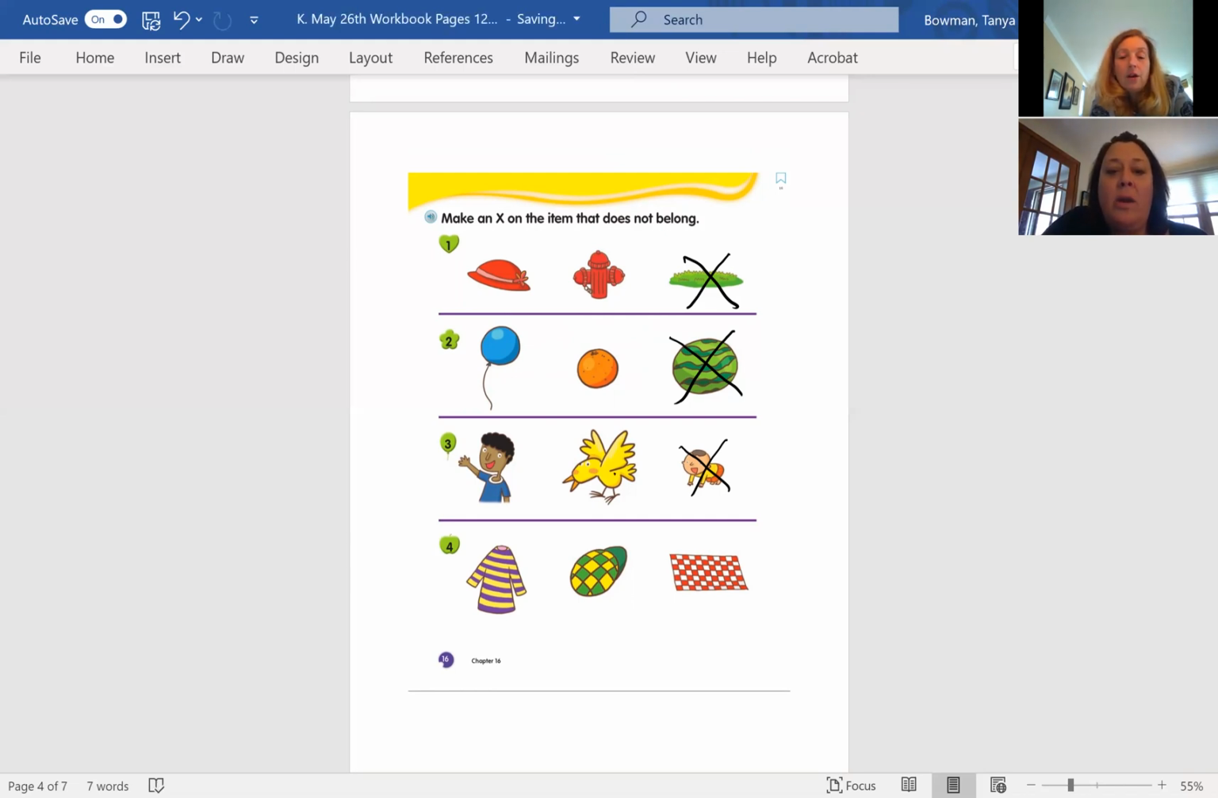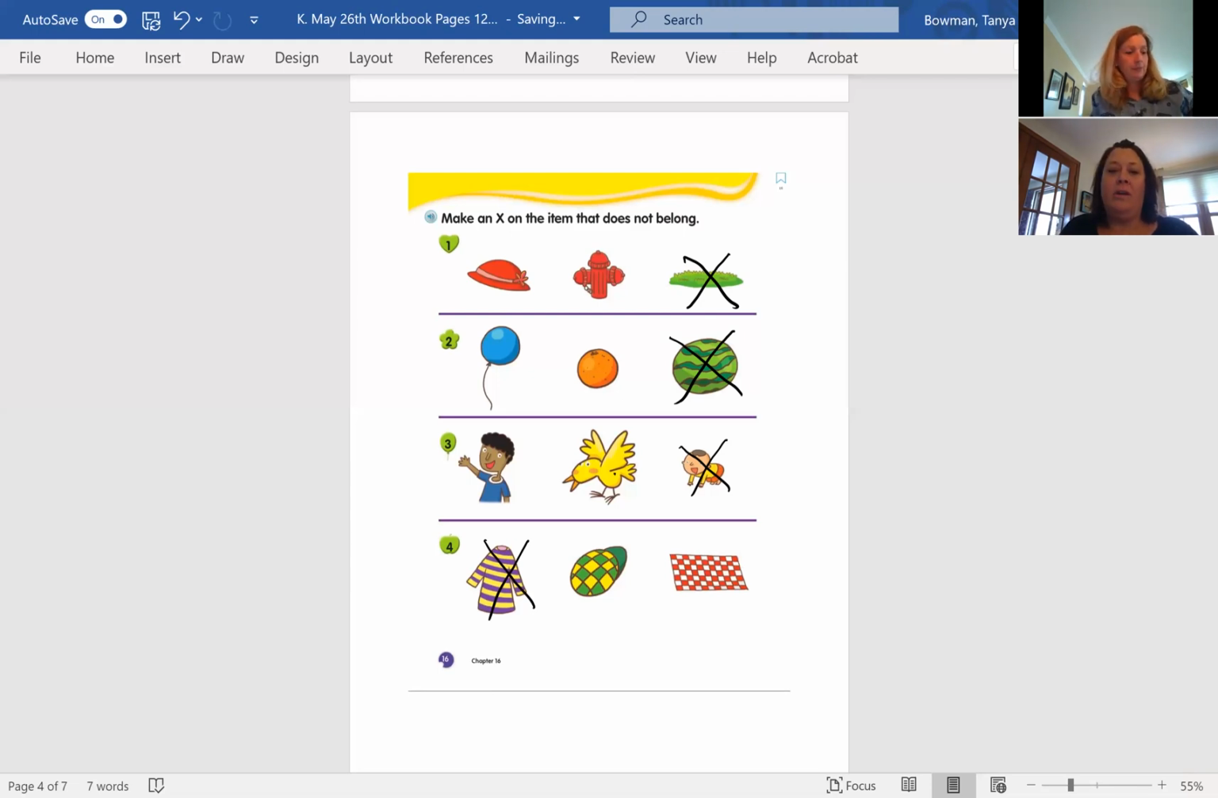Yep, I agree. Now, when we move down to number 4, we can see that it looks like a striped coat, a checkered hat, and a checkered blanket. I think, Mrs. Bowman, I would put the X on the striped coat because that has stripes and the other two objects have checkers on them.